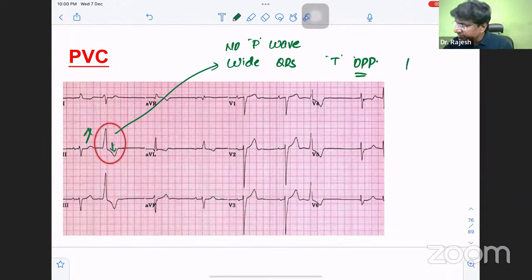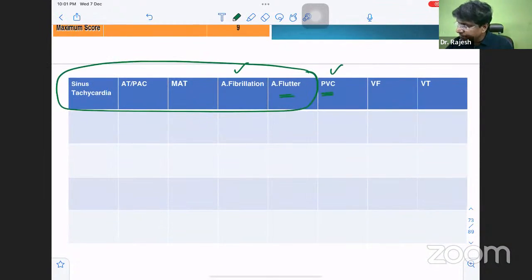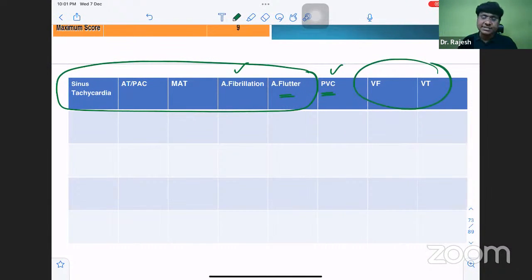And what will be the treatment? The treatment will be the beta blockers. Okay, that is about your PVCs. So what we have done now, we have done up to premature ventricular contracture. VT and VF, we have already discussed.